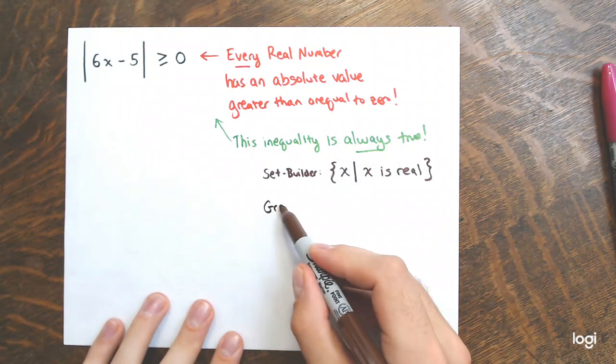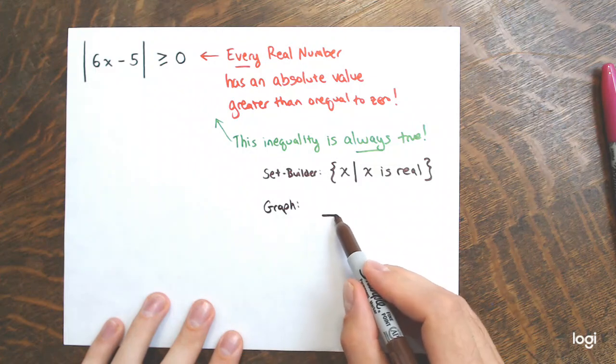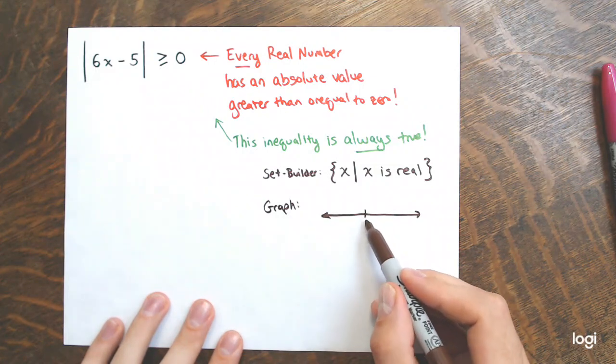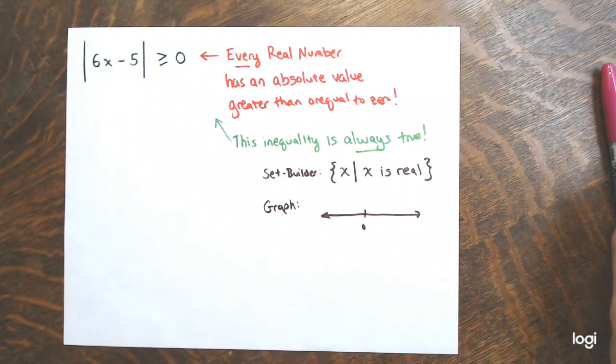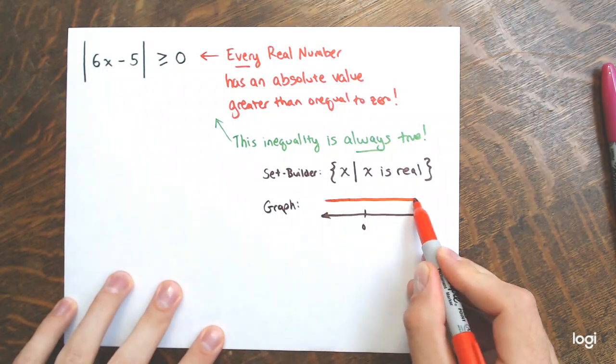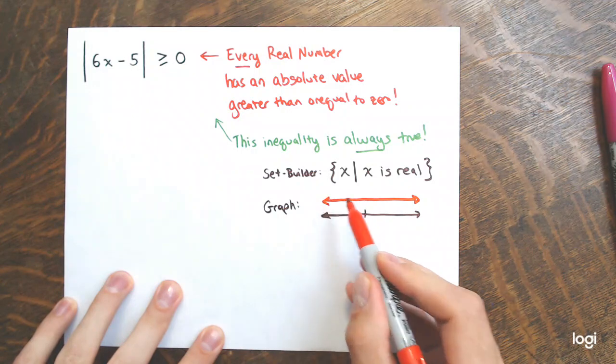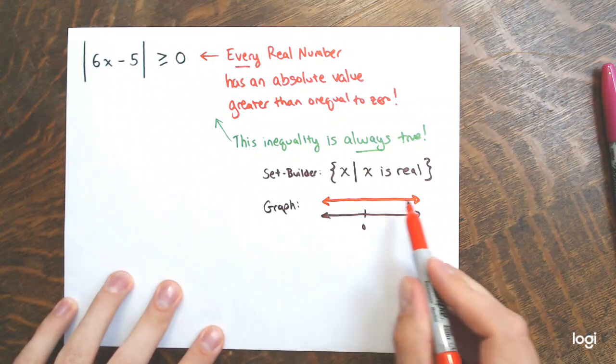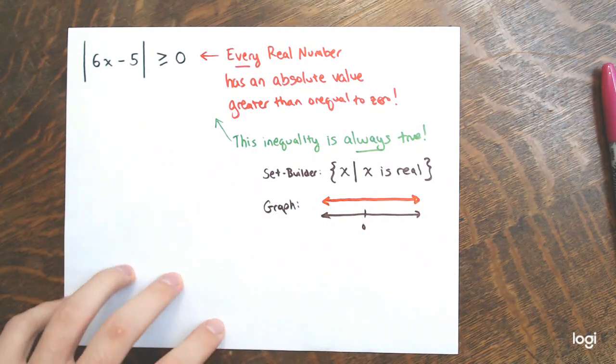And so the graph, here's the number line, 0 and so on. On the graph, I'm just simply going to draw a little solid point over everything. Every single number works in this inequality.